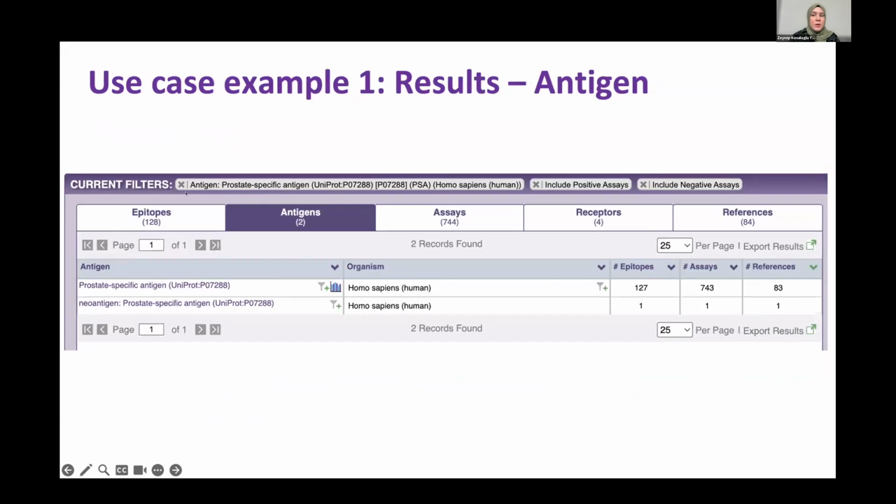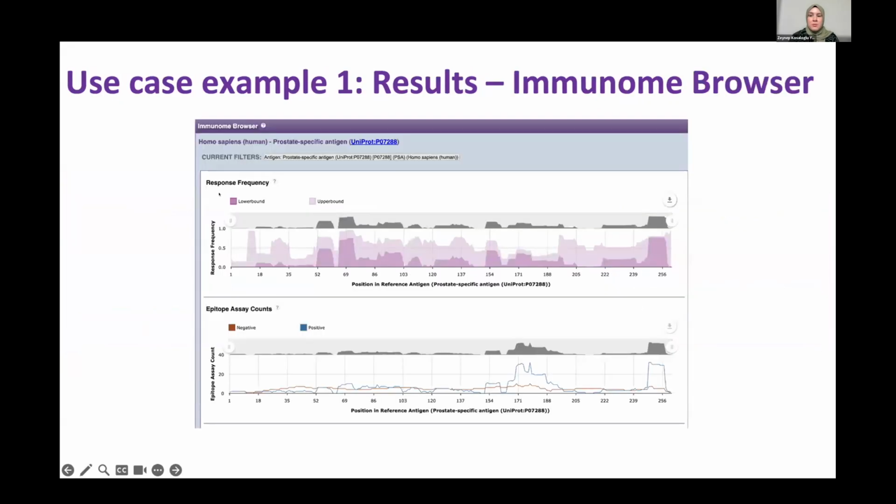So in the example, we wanted to know where the epitopes are located in the PSA. And for that, we can click on this bar chart icon here, which launches the Immunome browser. The Immunome browser shows me where the immune responses occur along the PSA protein.